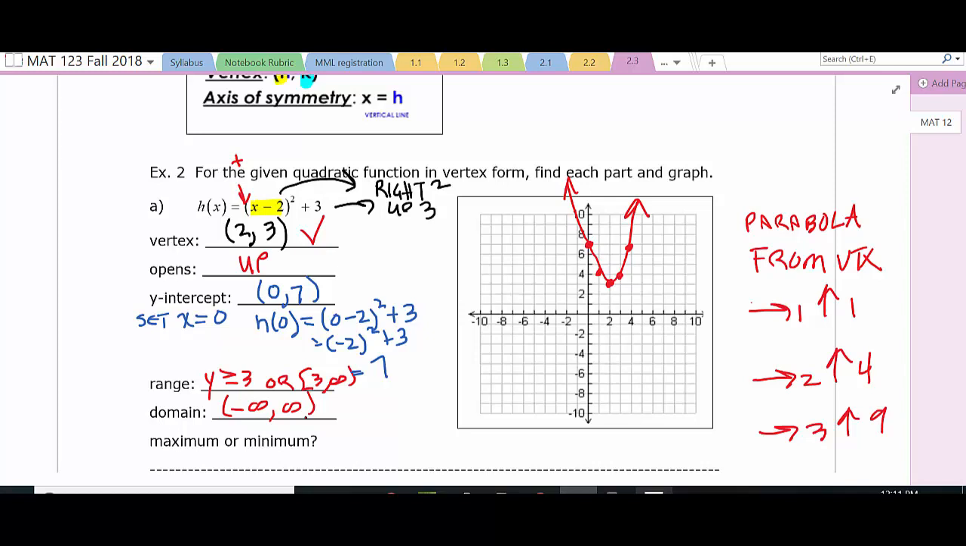So what I've done, I didn't really hardly have to do too many complicated calculations to get this done, is I can look at the vertex, I can immediately tell if it's up or down, I can find a y-intercept by very simple arithmetic, and then I can look at the graph and tell the range and domain. Does anybody have a question so far?